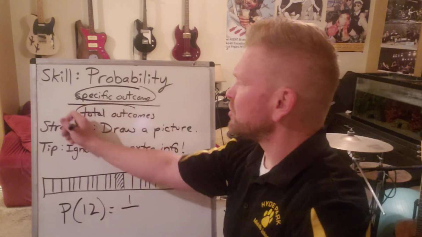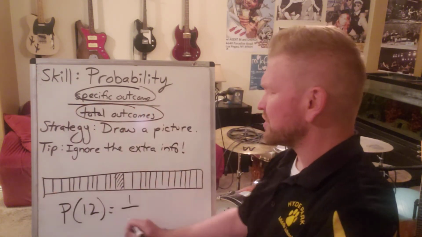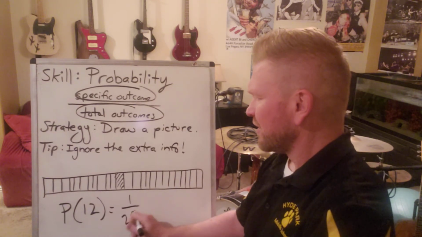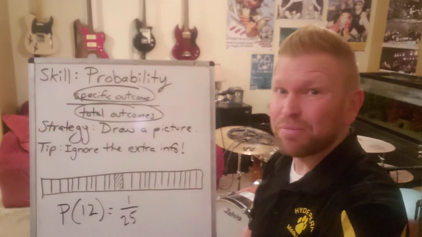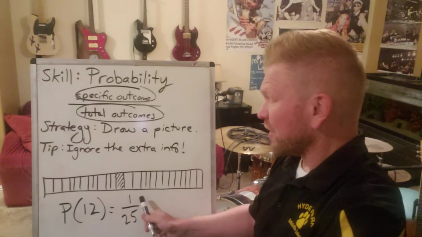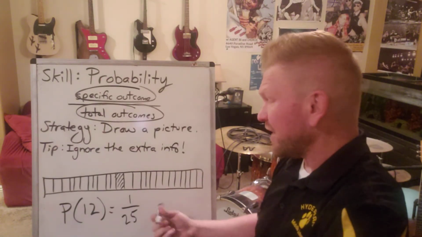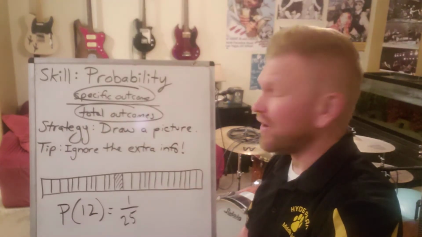How many total chapters are in the whole book? Well, we just counted them and there are 25. So it's actually that easy. The probability of getting chapter 12, you've got one chance to get there out of 25. That's the answer, 1 out of 25.